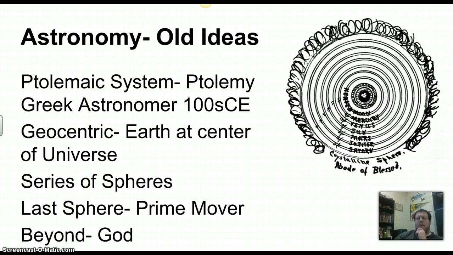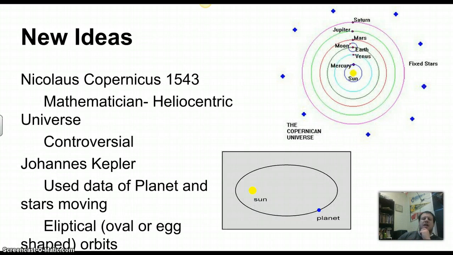We started getting new ideas. We're going to start with a guy named Nicholas Copernicus. He was a mathematician, and he liked to study the stars. He created an idea for a heliocentric universe. He wasn't the first. The idea of a heliocentric universe actually starts in India, but the first person in Europe to figure it out was Copernicus. He used mathematics to look at the position of the stars and the position of planets, and he said that instead of the Earth being the very center, bam, right there, the sun is the center.